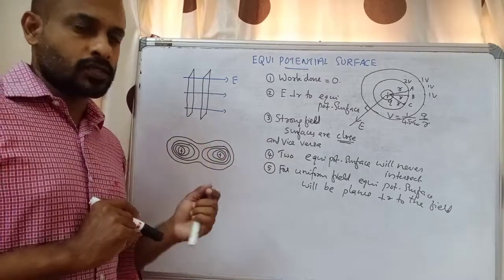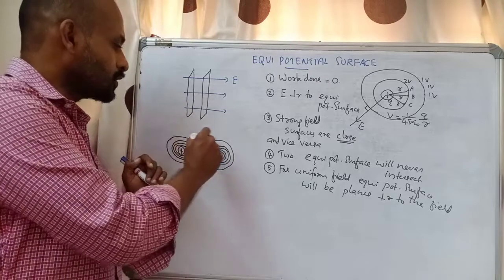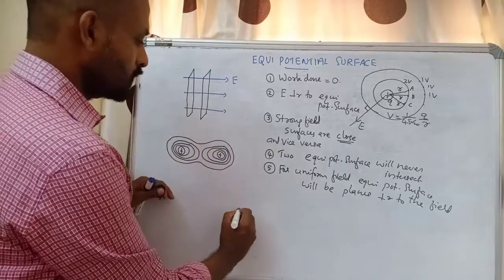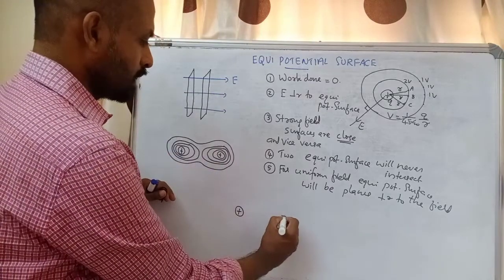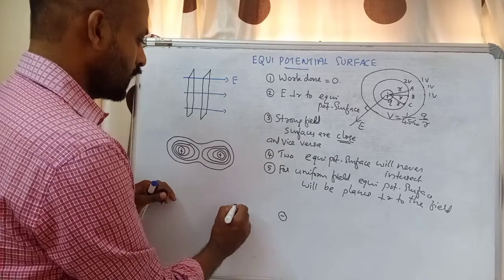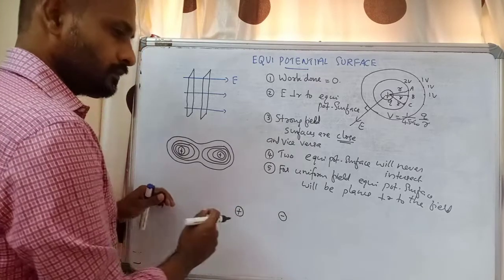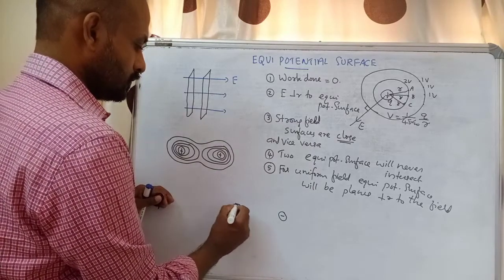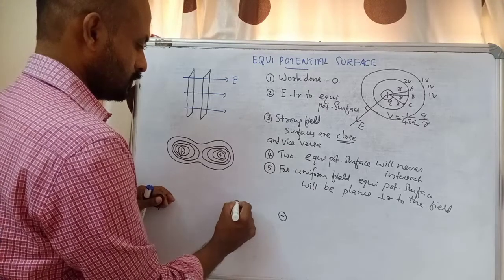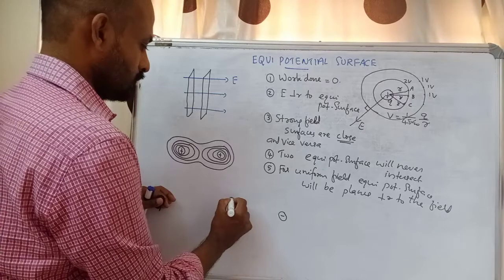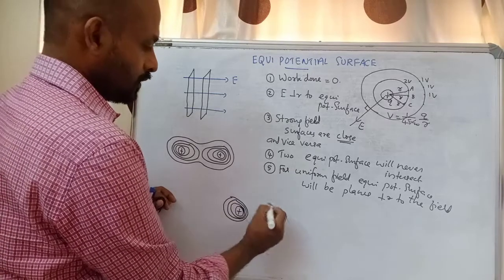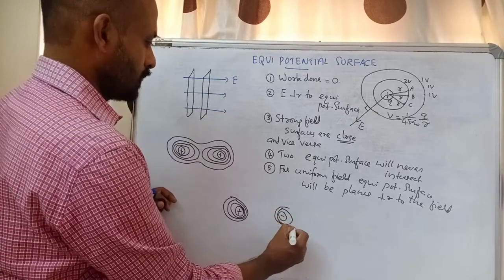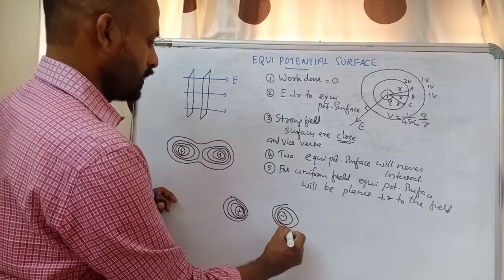So, a system of 2 positive charges. Positive charges will try to repel each other. So this will be the shape of the equipotential surface for 2 positive charges. Then for a dipole, we can also draw equipotential surfaces. I will draw the first charge positive, the next negative. Here also we can draw similar equipotential surfaces. Now here also we will draw equipotential surfaces. These are the shapes of equipotential surfaces for a dipole.